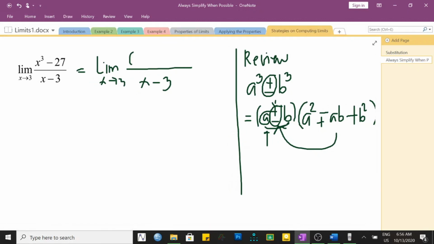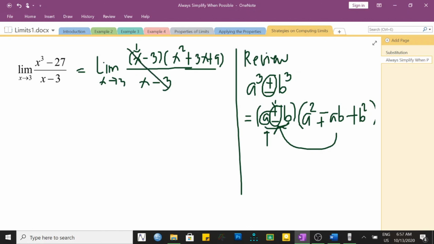What is the cube root of x cubed? That is x. Follow the sign. So that's minus. Cube root of 27 is 3. And then, as we discussed, the next factor depends on our first factor. So we start by squaring the first one. Square of x is x squared. Negate the sign. So that's plus. Multiply. 3 times x is just 3x. And then the square of 3 is 9. So there we have it, our factors, x minus 3 and x squared plus 3x plus 9.